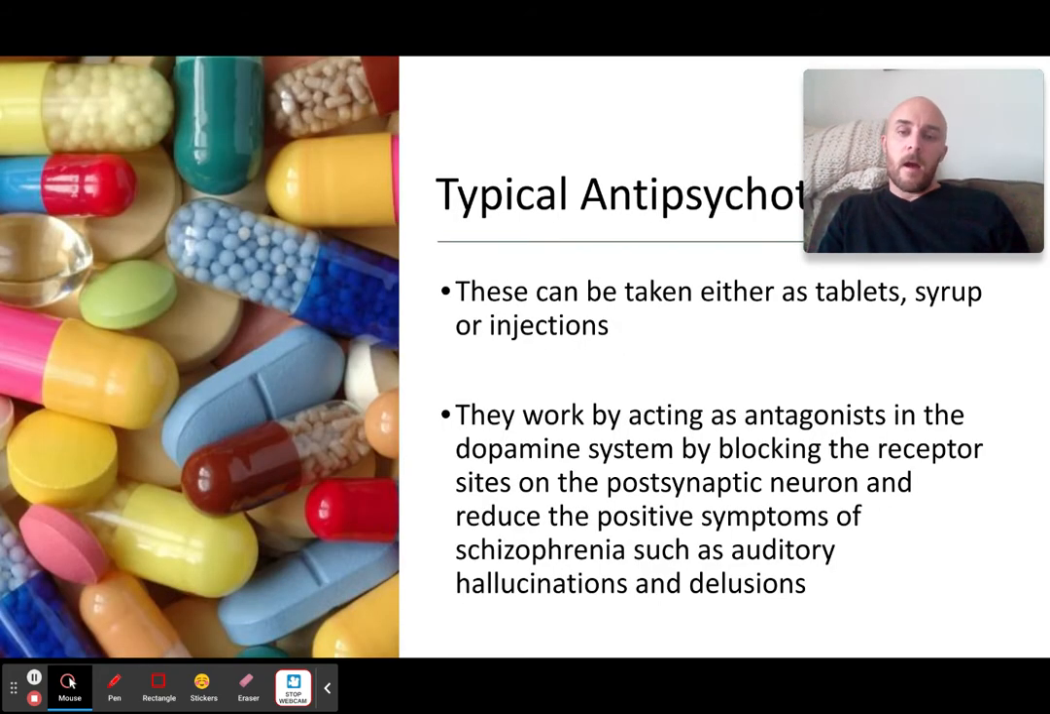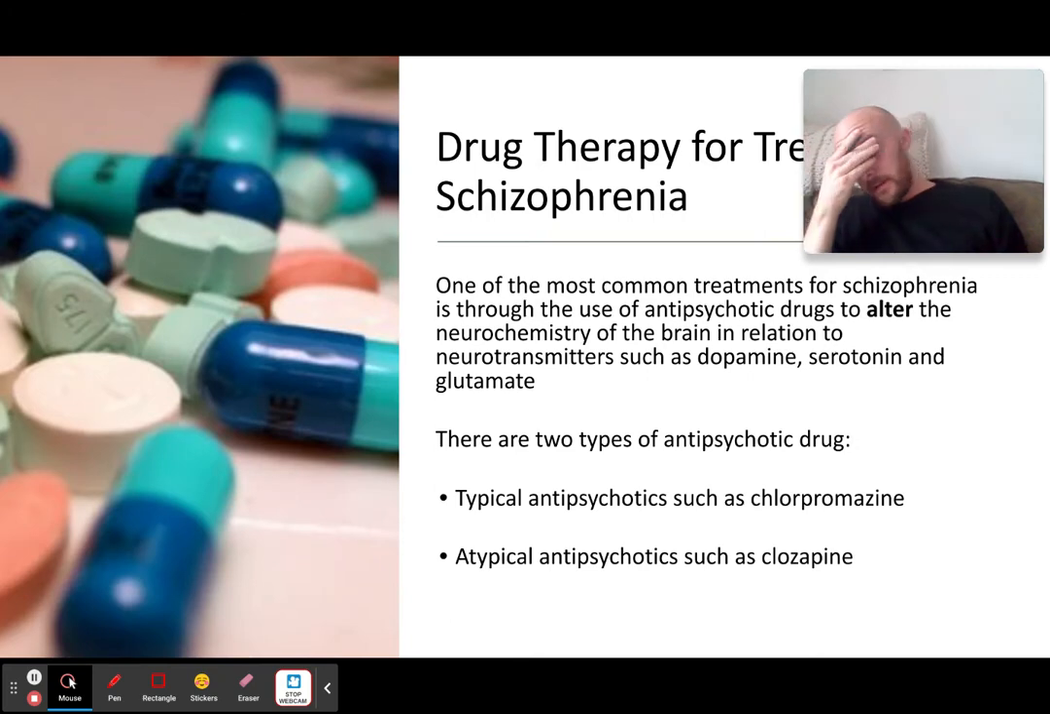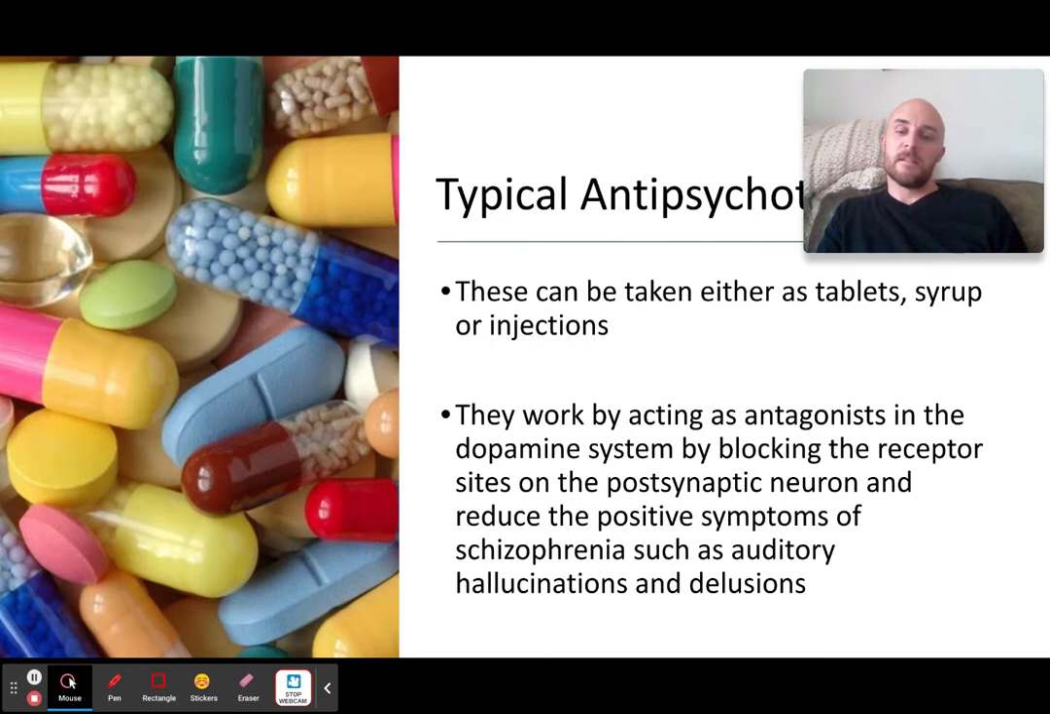So sorry about that. One thing you need to know is this drug treatment has specifically come from the dopamine hypothesis. So it has been created with the dopamine hypothesis in mind. So you do need to have an understanding of the practical applications, we can see the practical applications of the dopamine hypothesis. The very basics, but let's start with typical ones.